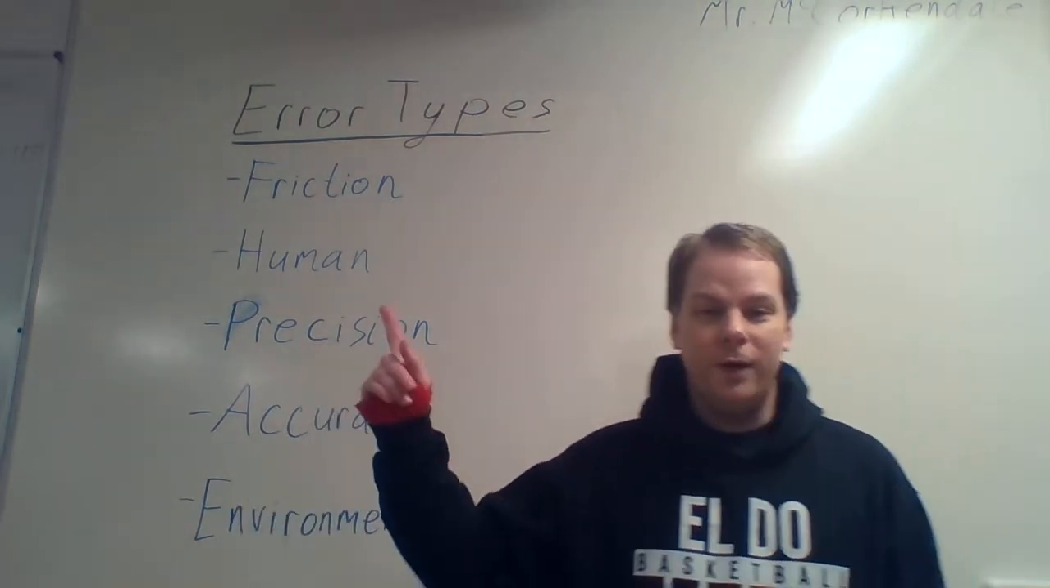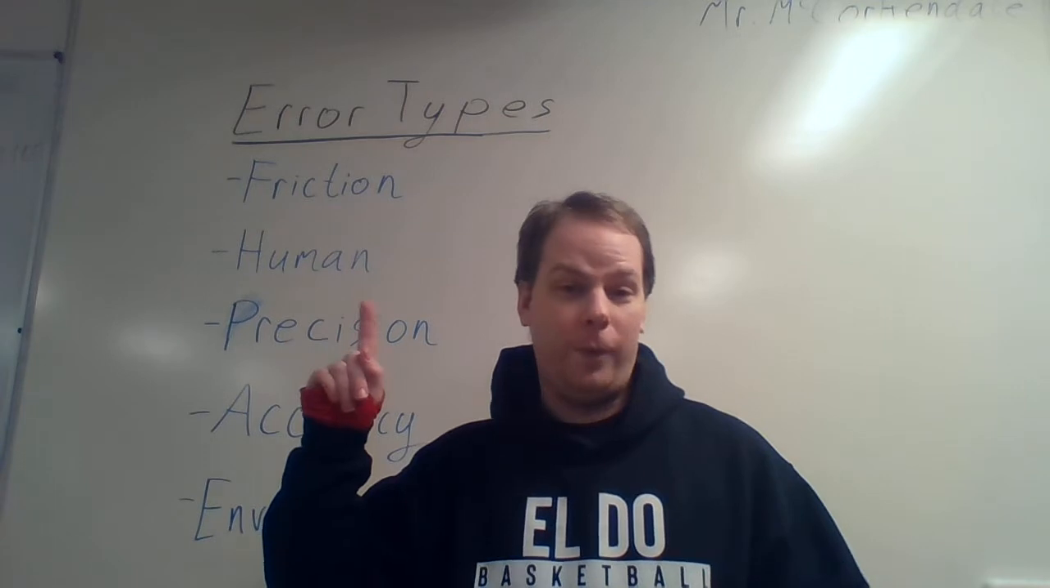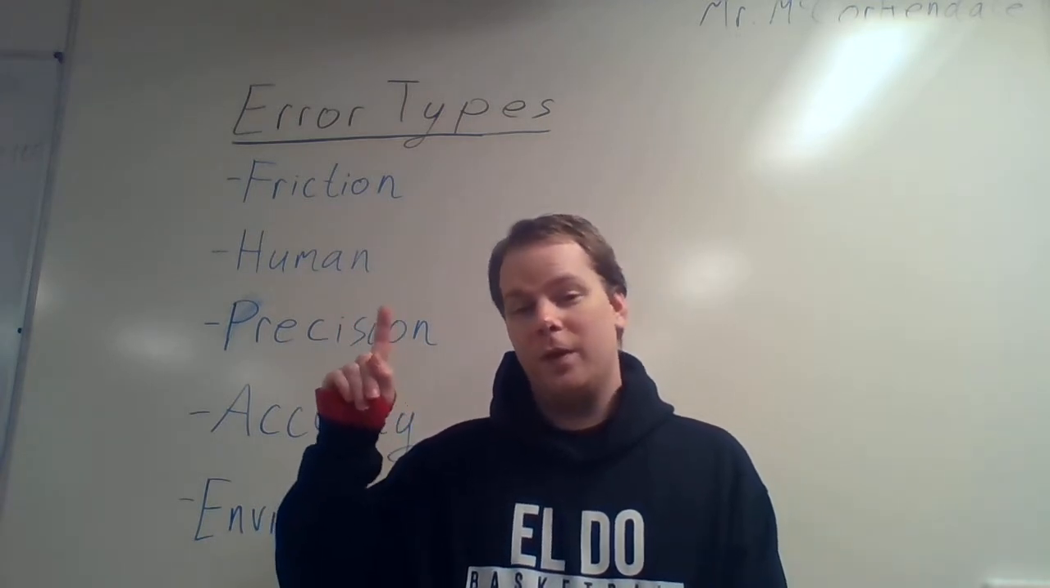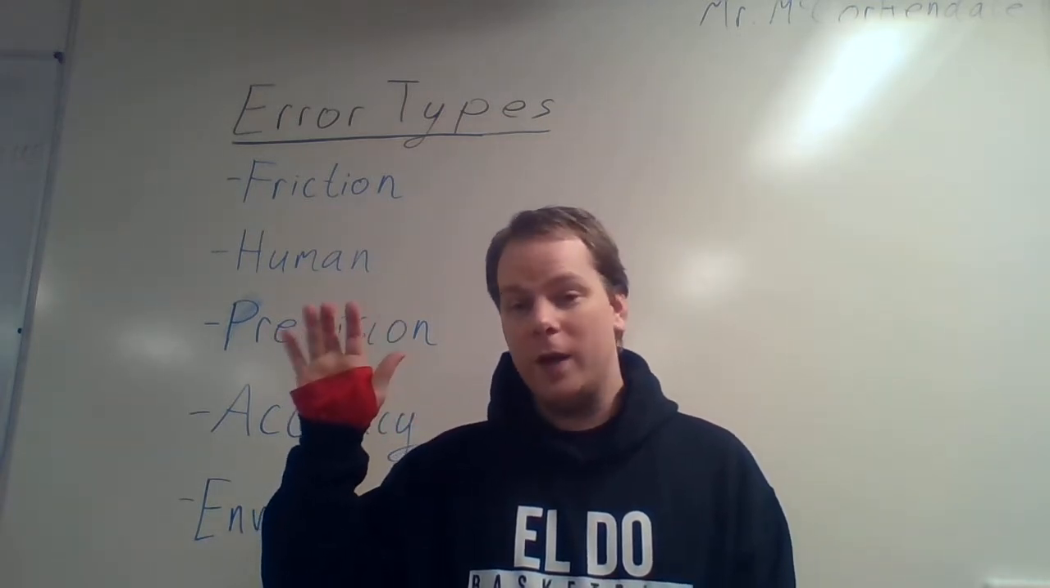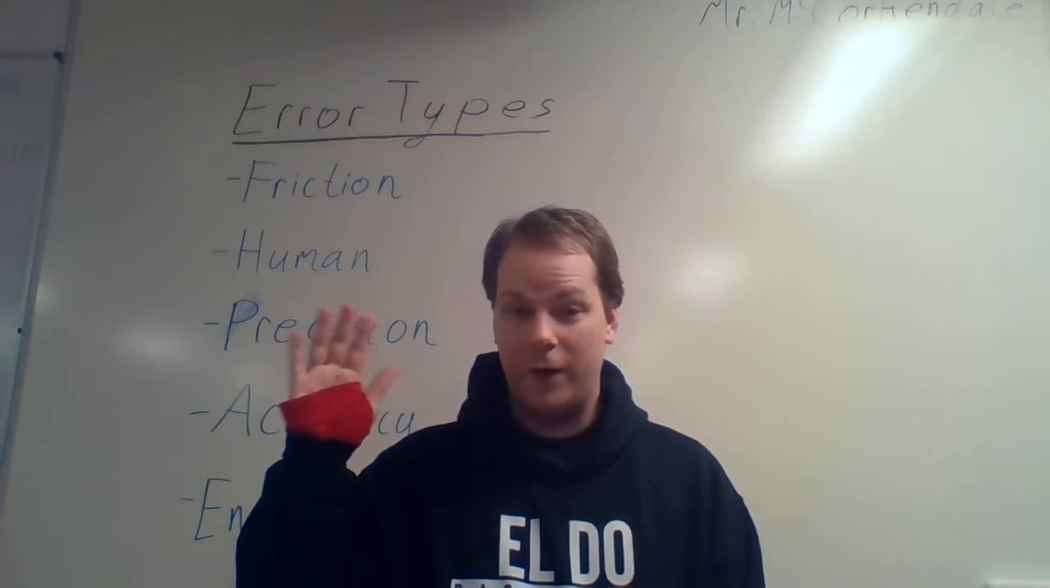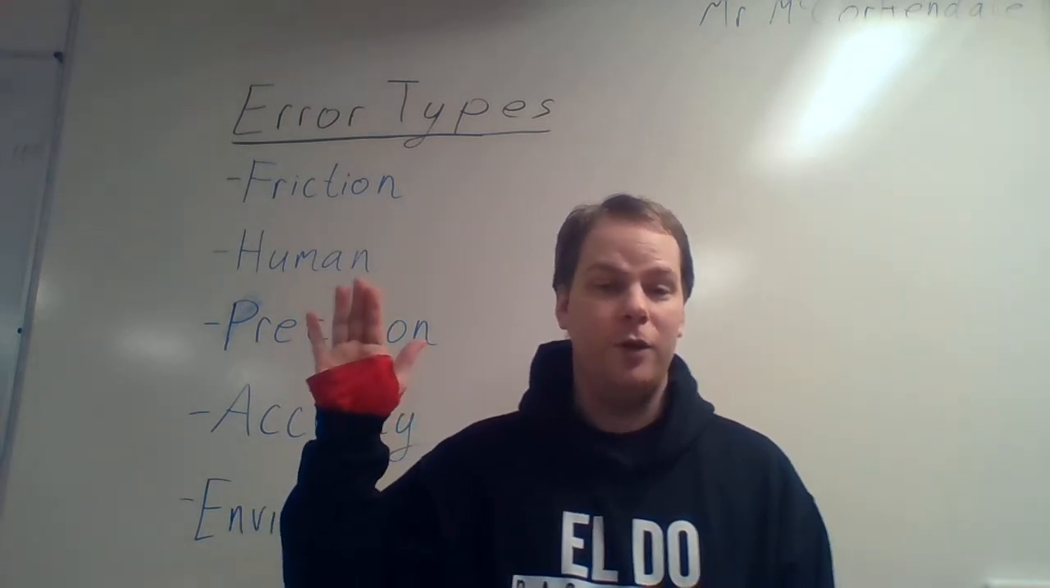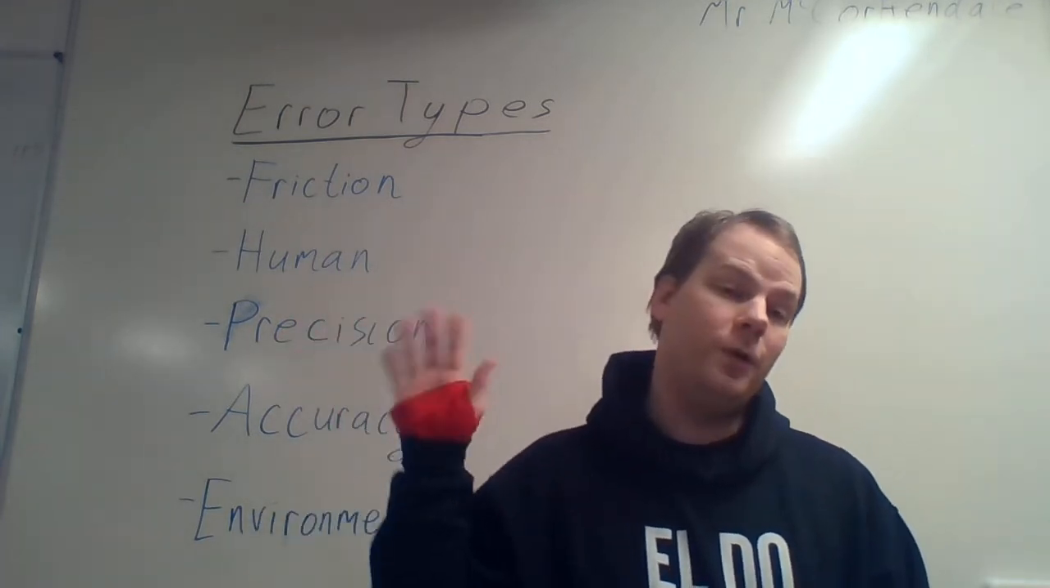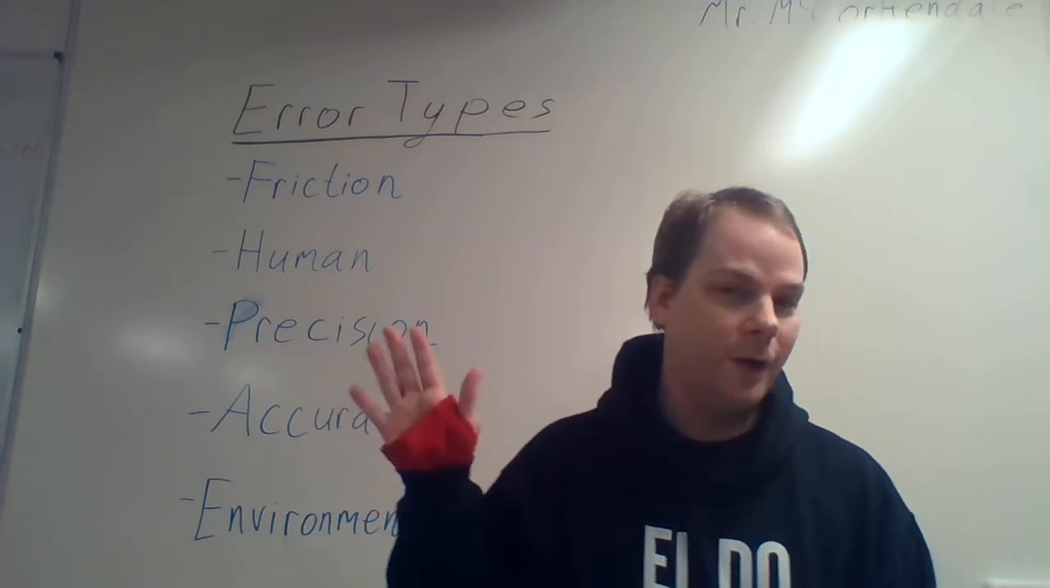Now, human error is a dangerous error to fall back on. There are times when human error is the largest error in the experiment. And there are times when human error is a cop-out that people are using because they can't come up with a better error to use.